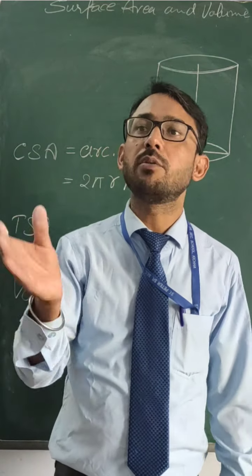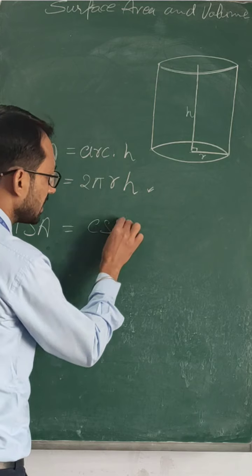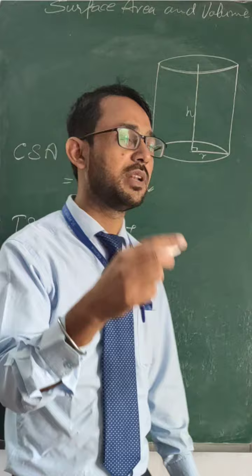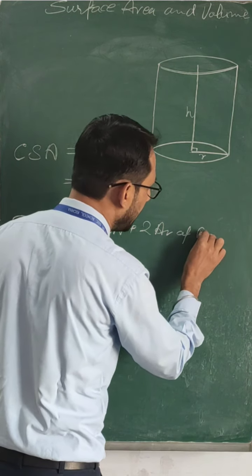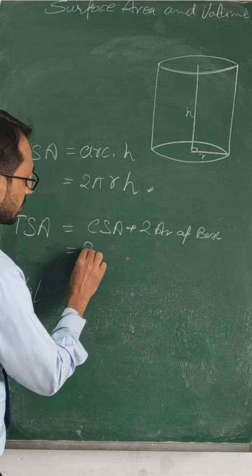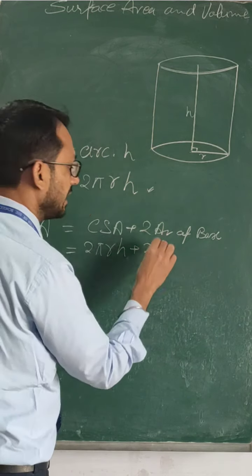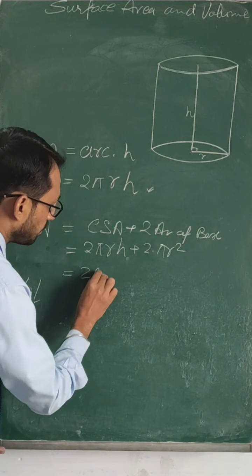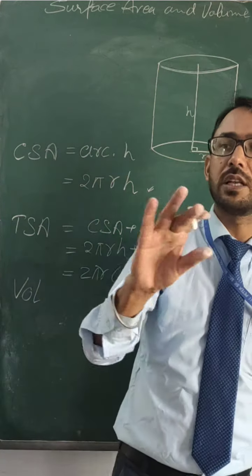If we are talking about the total surface area, then total surface area will be curved surface area plus area of base plus area of top. As it is right circular, the area of base will be equal to the area of top, so 2 times the area of base. Curved surface area is 2 pi r h plus 2 times the area of base, which is pi r square. So the total surface area will be 2 pi r h plus 2 pi r square.